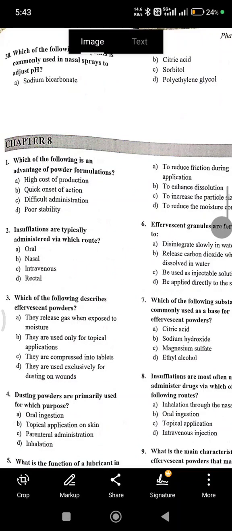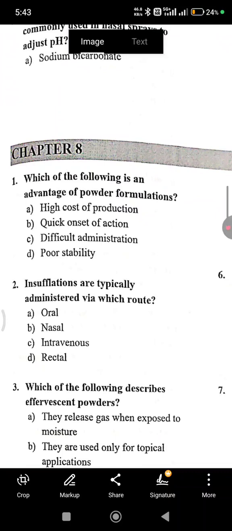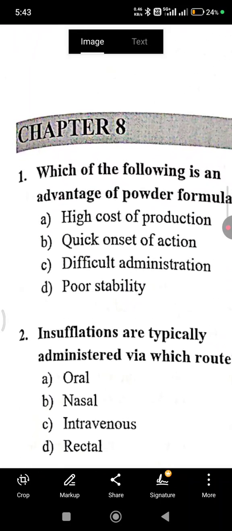Good morning, everyone. Today we are starting the Pharmaceutics chapter 8 for your preparation of UPSC and SSC examinations. So let's go to question number 1.